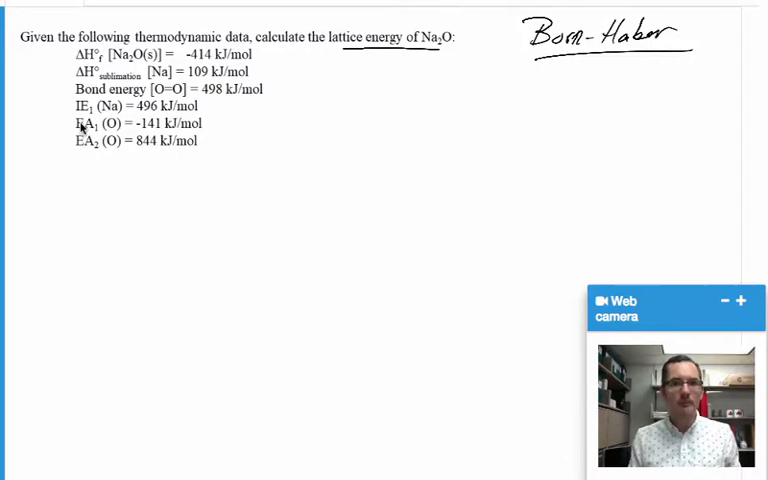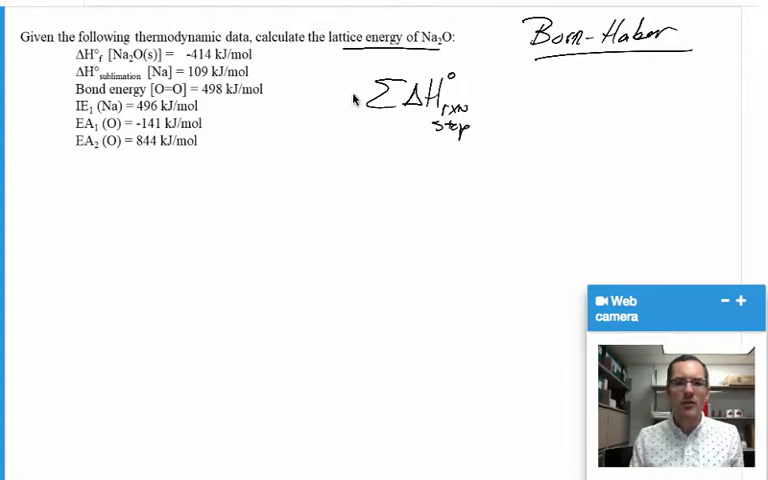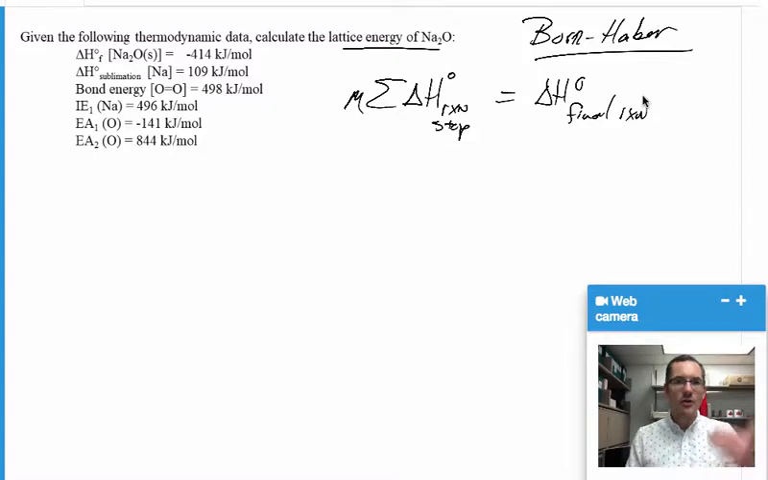the reactions are. But not only that, you have to remember that the sum of all the enthalpies of your reaction steps times whatever their coefficients are going to be will equal the enthalpy of your final reaction. Whenever you add those reactions up, that final reaction is just the sum of all of those enthalpy steps.